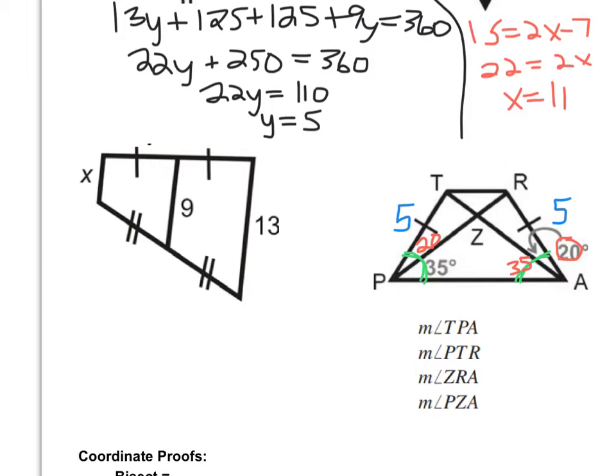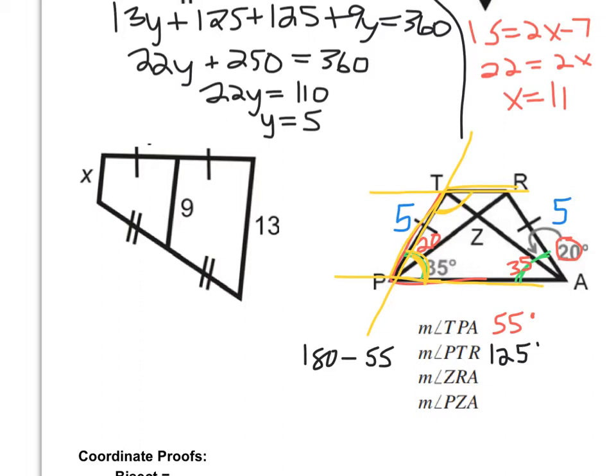So TPA would be this whole thing, so that's going to give me 55. PTR. Okay, so now what we want to do is use the fact that those two sides are parallel, which means that the one we just found, the 55, is supplementary to the angle I'm asking about, PTR. So that means 180 minus 55, which is going to give me 125.